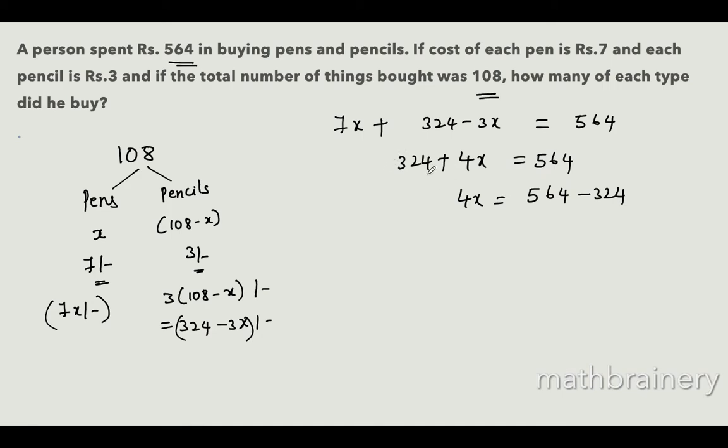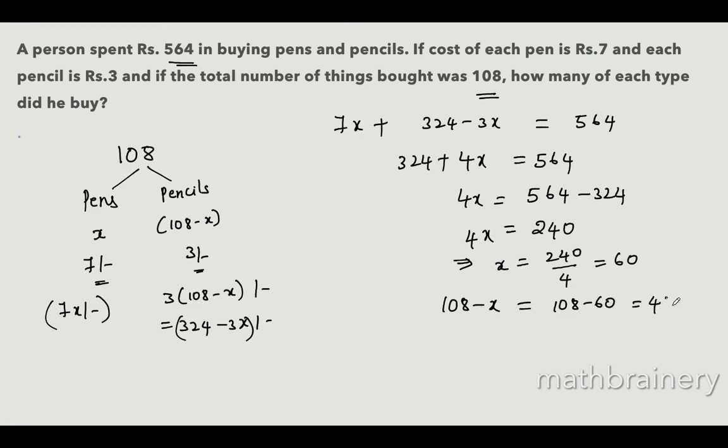When you transpose 324 to the right hand side, what will this be? 564 minus 324 is 240. Now if 4x is equal to 240, what is x? x must be 240 divided by 4, which is 60. So he bought x pens, that is he bought 60 pens. And how many pencils did he buy? 108 minus x, that is 108 minus 60, which is 48. So yeah, he bought 60 pens and 48 pencils.